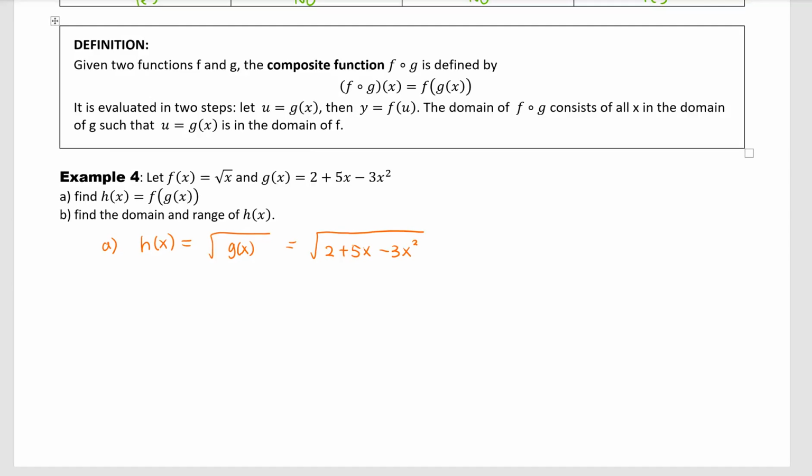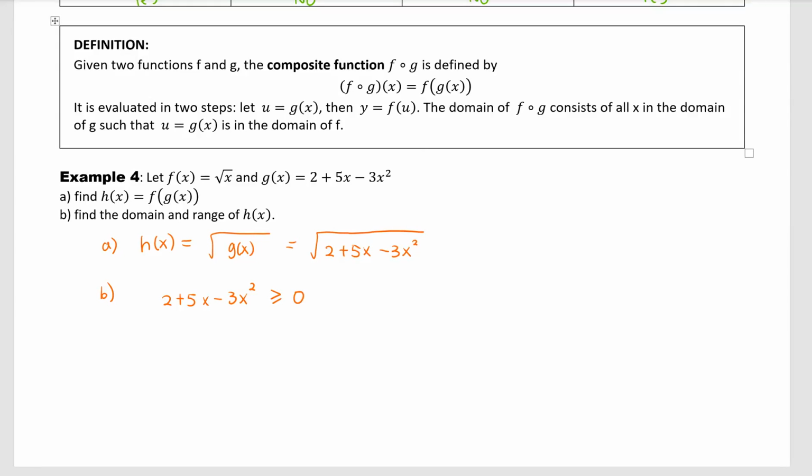So part B, we want to find the domain and range of it. Well, we want to look at whether we have square roots, whether we have fractions, whether we have natural log. Do we have square roots? Yes. Then what do we need? Well, we need the things inside the square roots to be greater or equal to 0. Okay, so we get an inequality. How do you solve inequality?